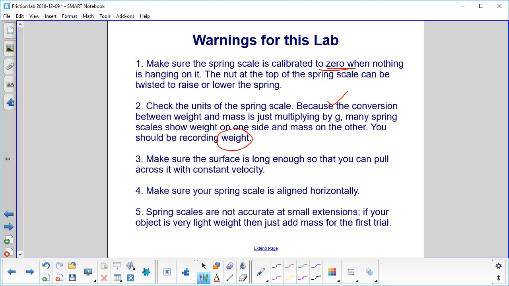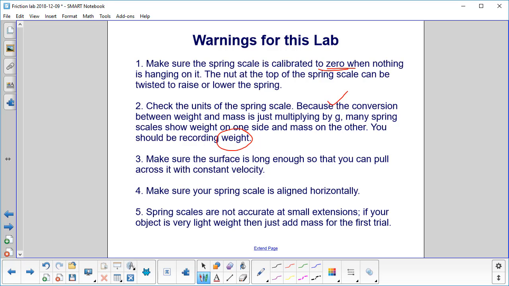And again, if you've got grams, you have to convert the grams to kilograms and then multiply by g. Make sure the surface is long enough so that you can pull across it with a constant velocity, because you're going to be accelerating it first from 0. That's not what we want. You need to have it at a constant velocity, which is going to take a little bit of time. Make sure the surface is long enough.